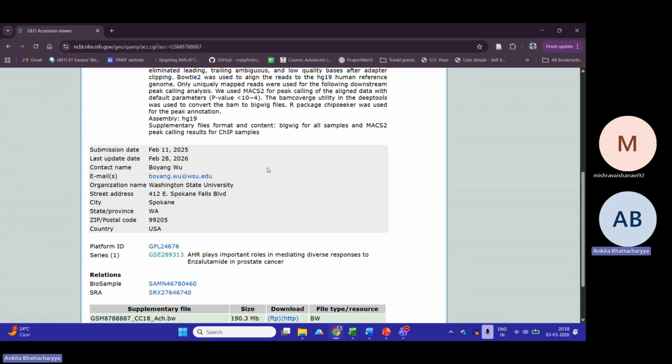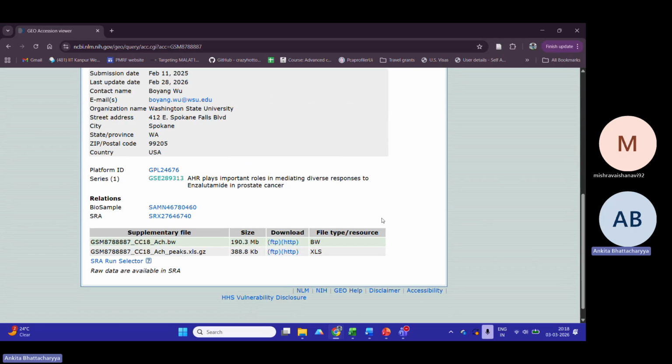So again, like you can see, this is very recent data on Feb 28. The last update has been provided just like 2, 3 days ago. So from here, either you can download the bigWig files along with the peaks, or what you can also do is that you can copy the SRA ID and then you can download the ChIP-seq data file separately.